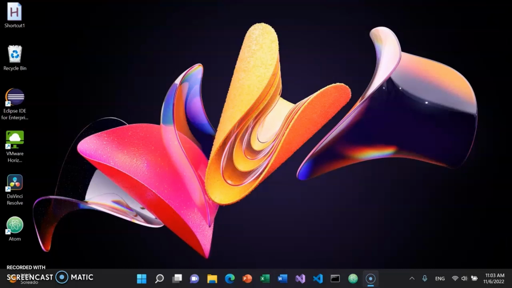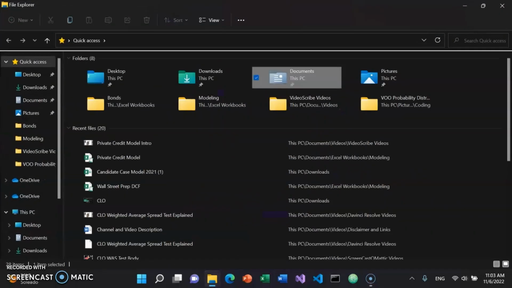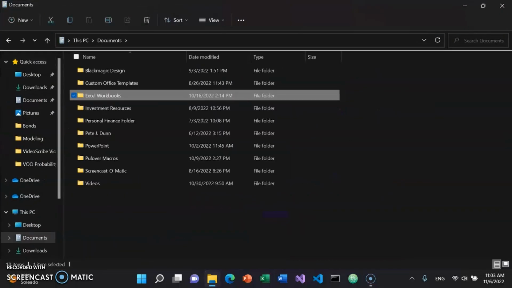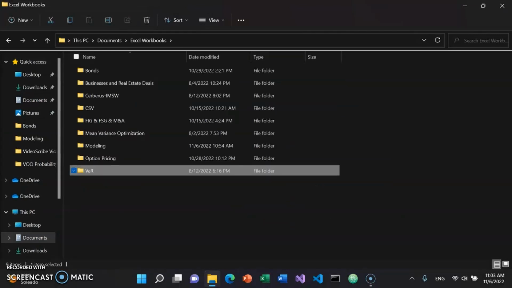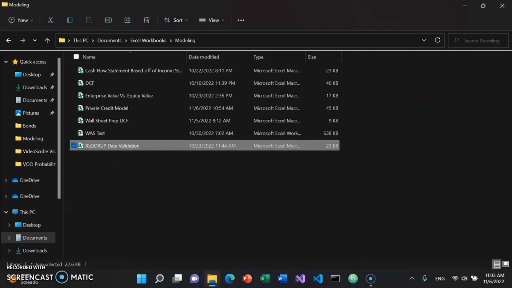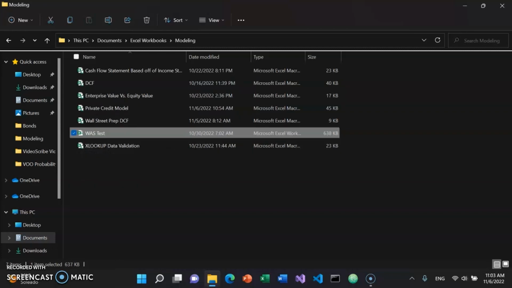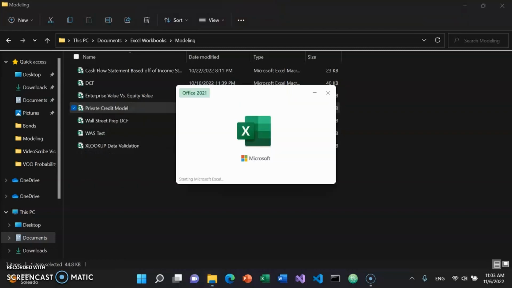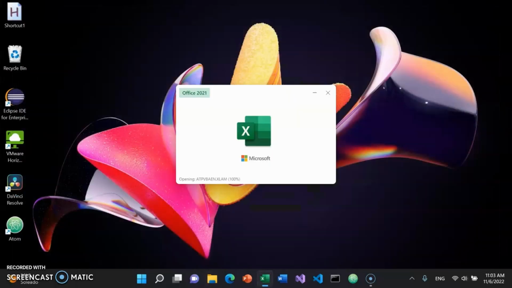I'm going to open the private credit model from my file explorer. To do that, press Windows key 1. If you're looking to pull things from your file explorer, I'm just using the arrow keys, home key, end key, and enter to get to the model. Alt tab to get to the explorer. Alt F4 to close that.